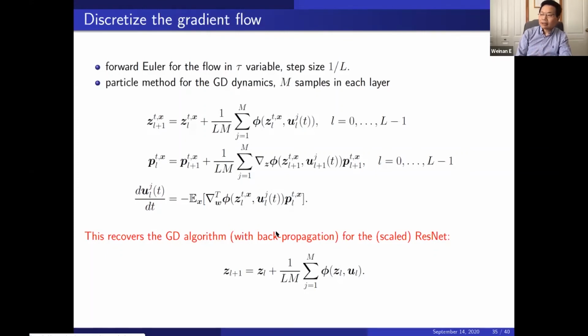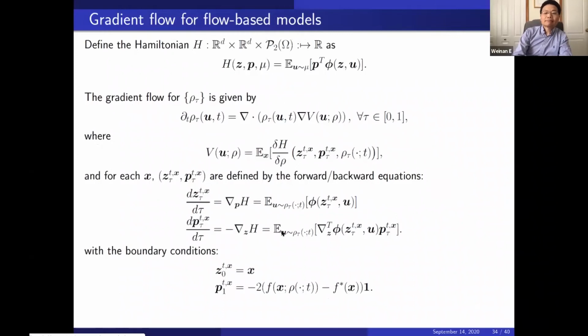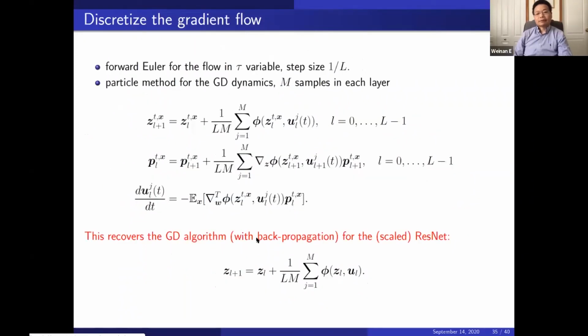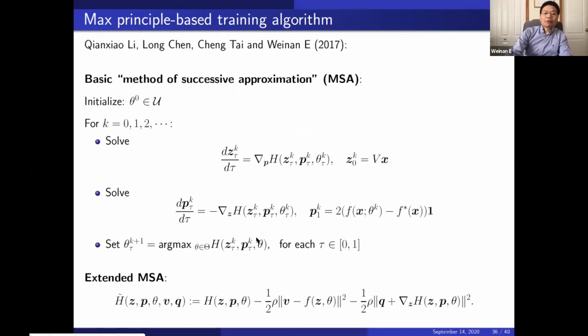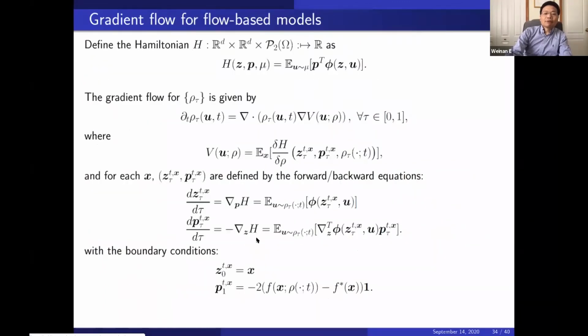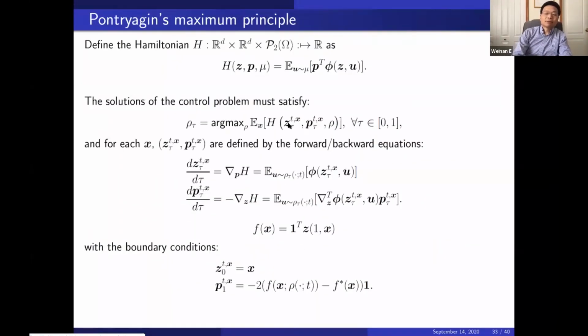Remember, ResNet, the most popular really deep neural network models. Indeed, if you discretize in the same way as before, if you discretize these using the particle method, you recover the standard algorithms for ResNet. But we can do more. We can formulate new algorithms. We don't have to do the gradient flow. We can start with the maximum principle and just formulate an algorithm on this level.